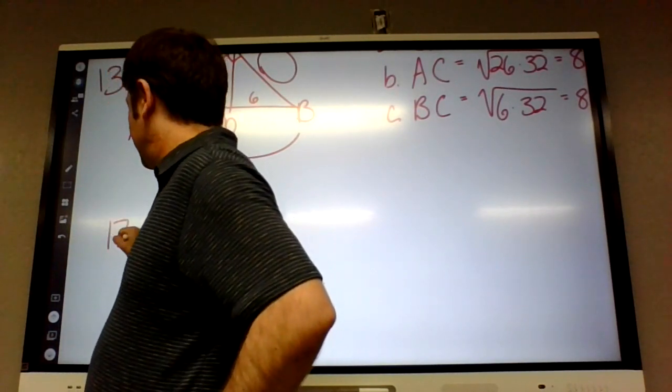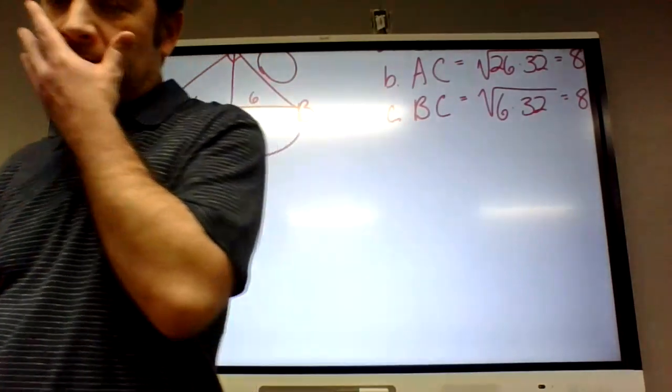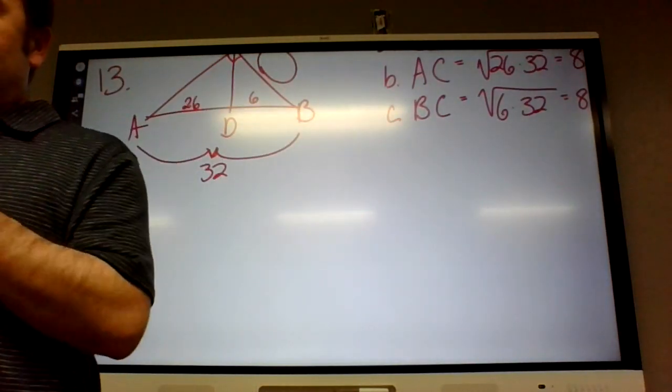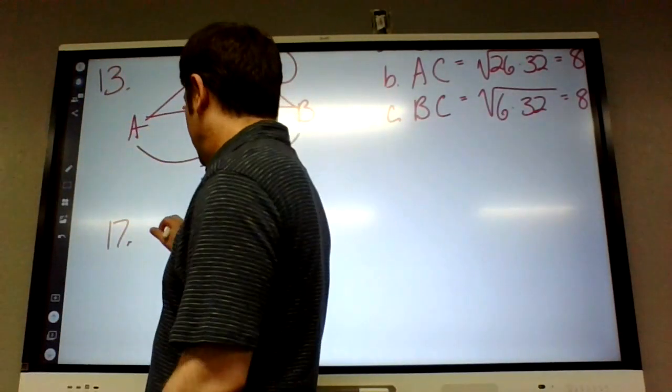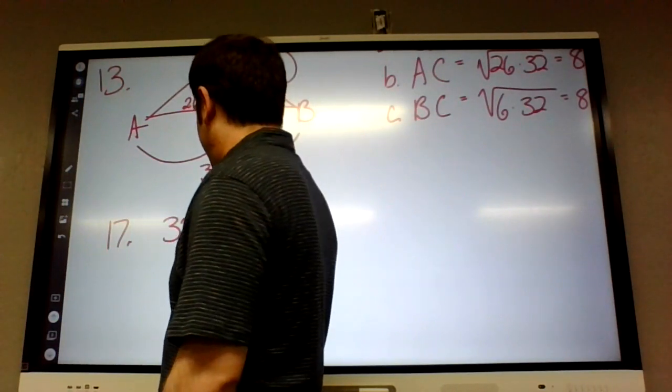Okay, I guess next on is 17. Oh gosh. Or you could go ahead and do 16. Okay, 17 is just the geometric mean again. A little bit harder without a calculator.